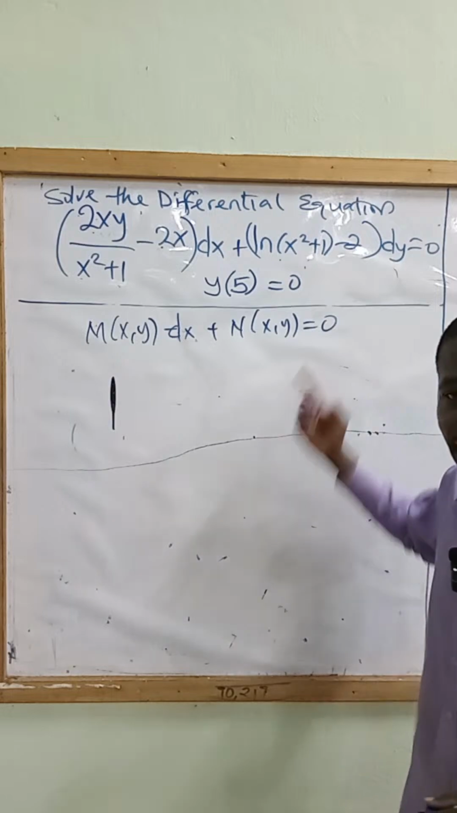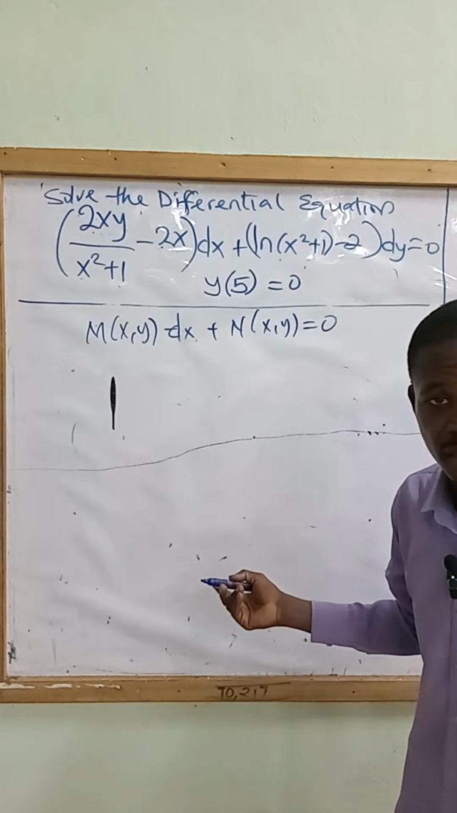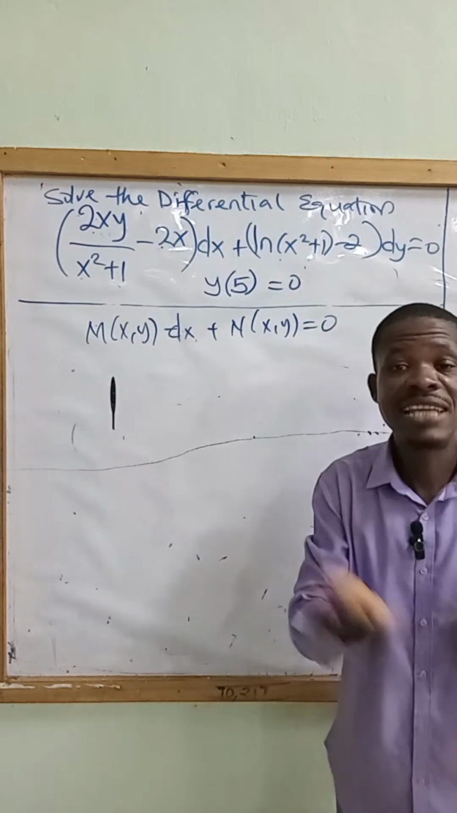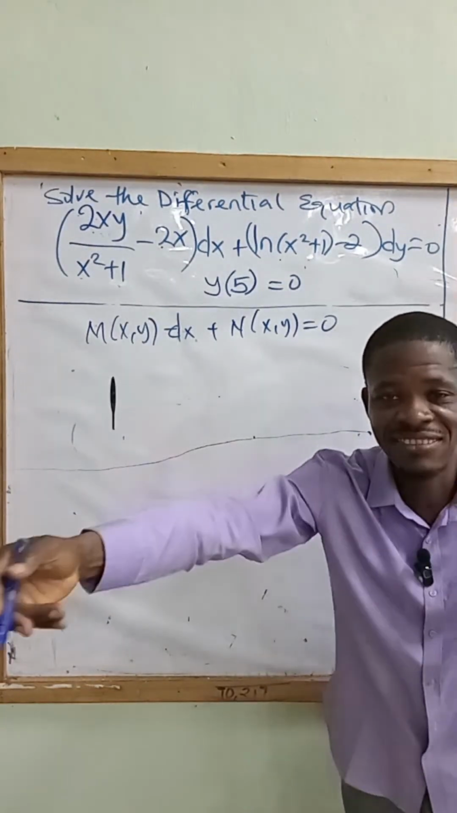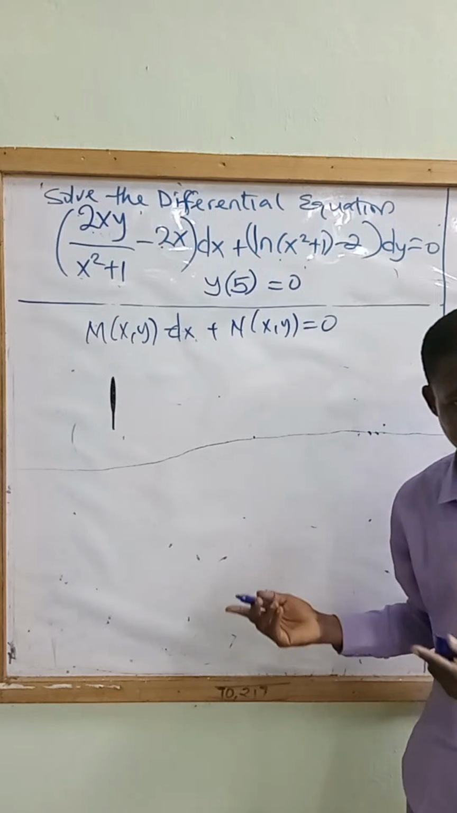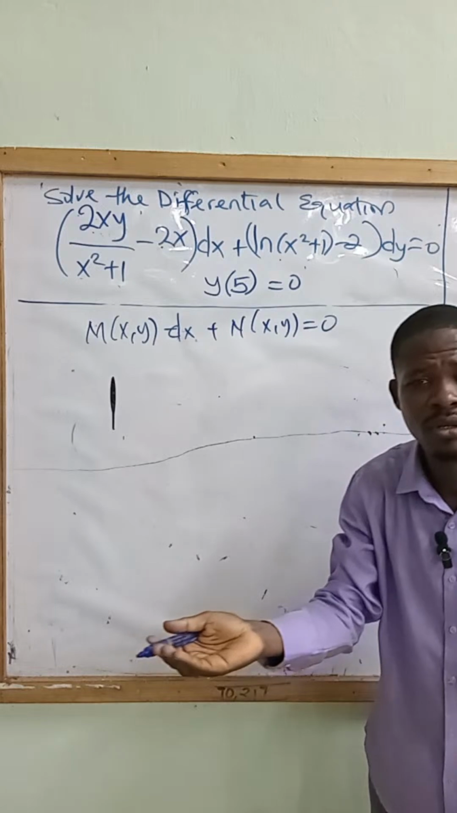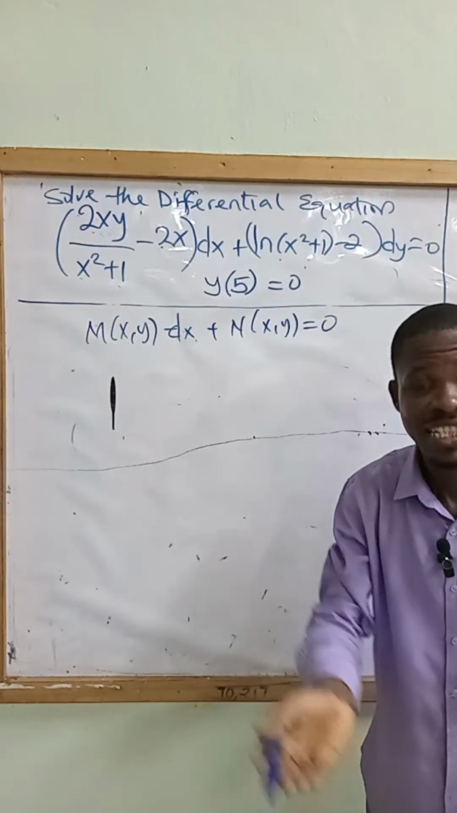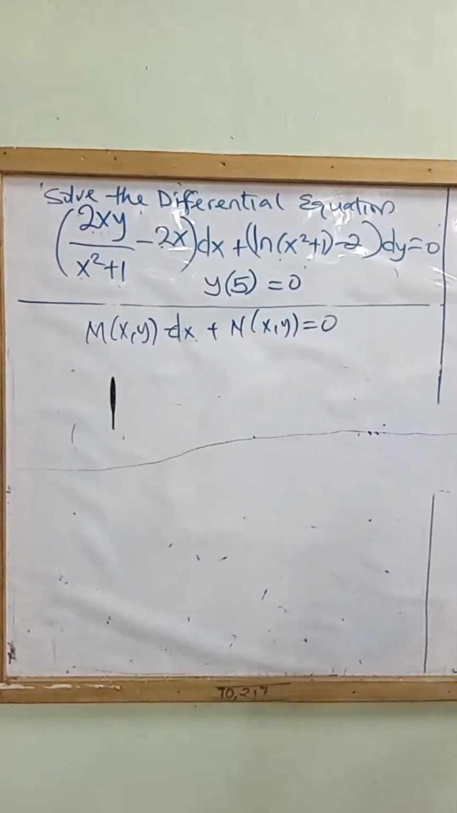Okay? This follows exact differential, but we don't know whether it's exact or not. So we want to test for the exactness of this differential equation. And how do we do that? How do we know the differential equation is exact or not? I'm going to show us how to get the exactness of a differential equation.